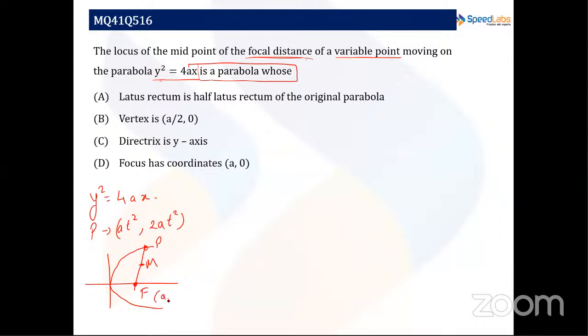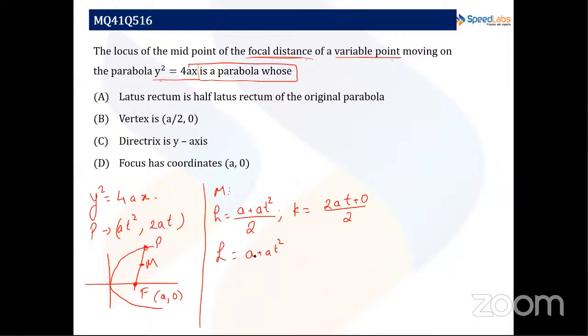For focus the coordinates are (a, 0), so the coordinates of M will be, its x coordinate, let's represent it by h, it will be (a plus at square) by 2, and y coordinate, let's say k, it will be (2at plus 0) by 2. So h we are having (a plus at square) by 2 and k we are having at.